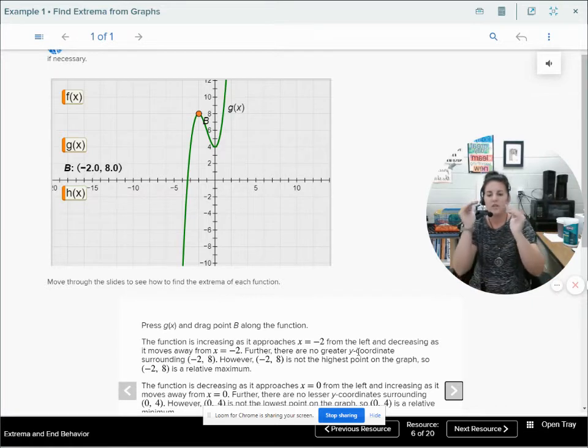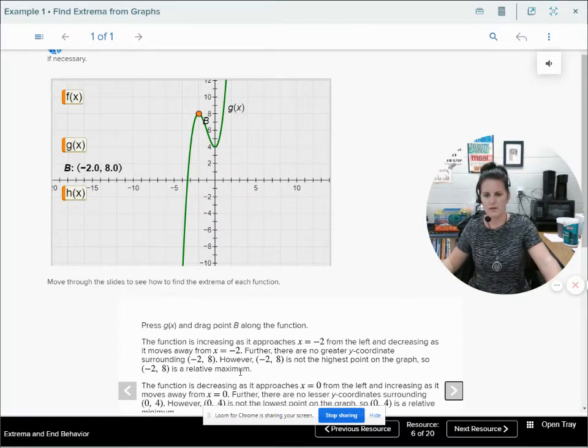There's no points on either side of it that are higher than it. Therefore, this is called a relative extrema. The function is increasing as it approaches x equals negative 2 from the left and decreasing as it moves away from negative 2. Further, there's no greater y value surrounding it. However, it's not the highest point on the graph, so we can't say it's the maximum. Instead, we say it's a relative maximum.